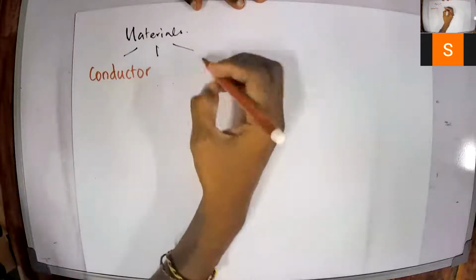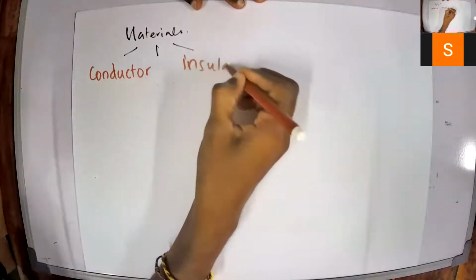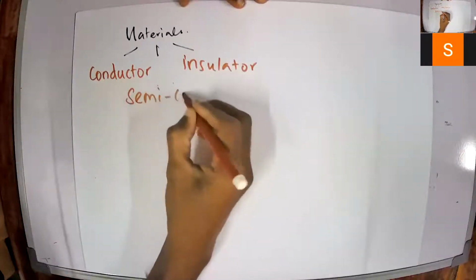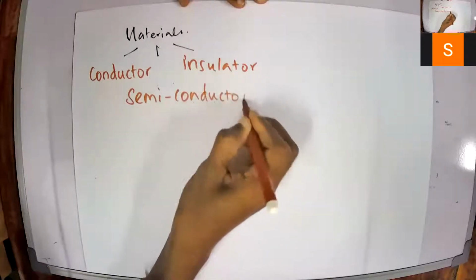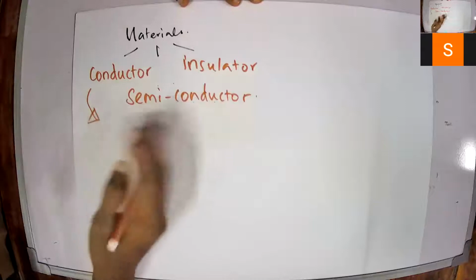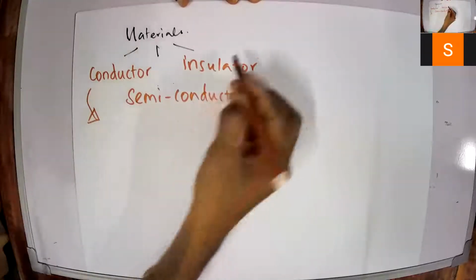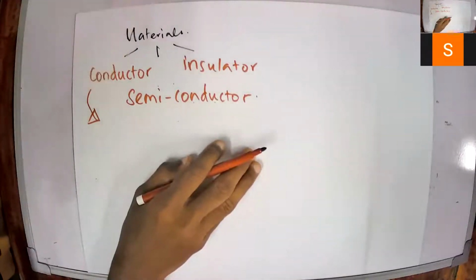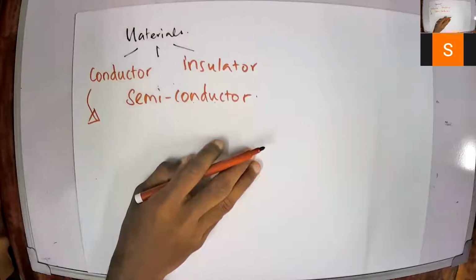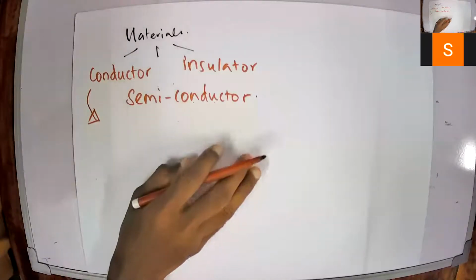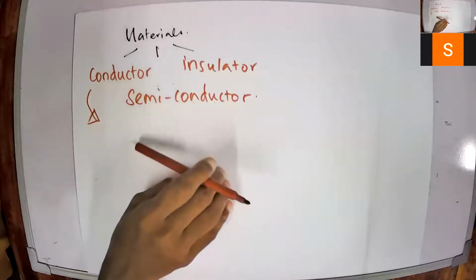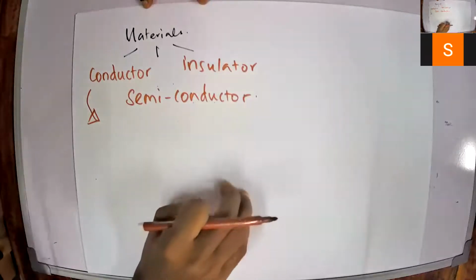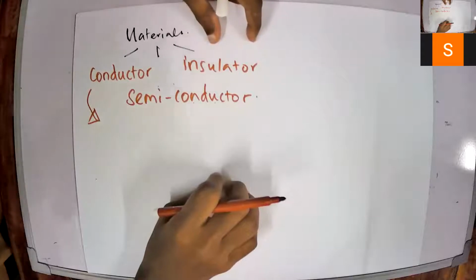So conductor, insulator, and then we have a material called semiconductor. A conductor is a material which can conduct electricity. An insulator is a material which cannot conduct electricity. Conductor means all the metals, like gold, silver, copper, platinum, iron or whatever. Insulators are paper, plastic, wooden planks and things, so they cannot conduct electricity.